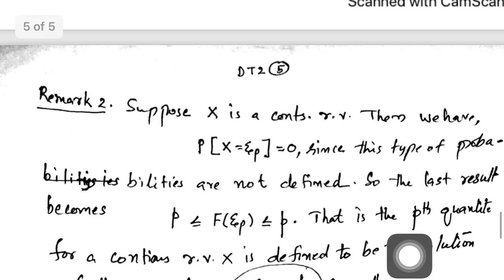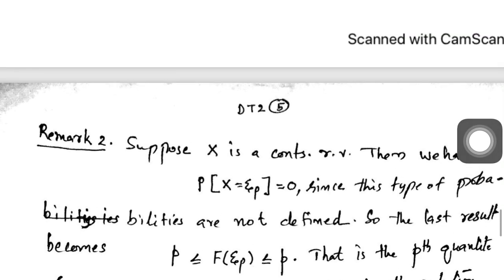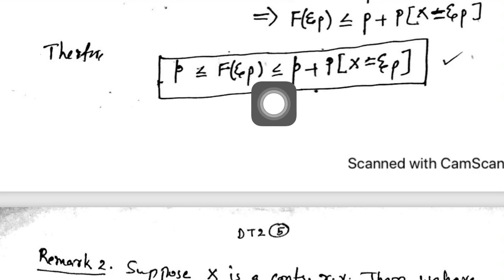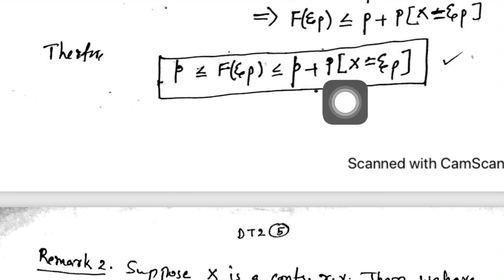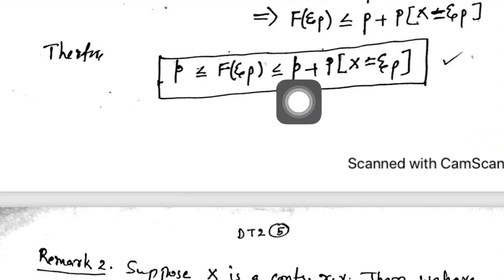Okay, so what happens? Come to the second remark. Probability that x equal to psi p equals 0, since the distribution is continuous. Therefore this expression, p less than or equal to f of psi p less than or equal to p plus the probability that x equal to psi p, becomes p less than or equal to f of psi p less than or equal to p.